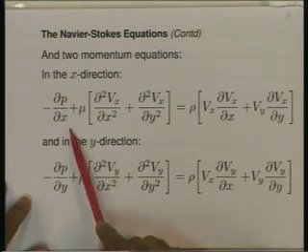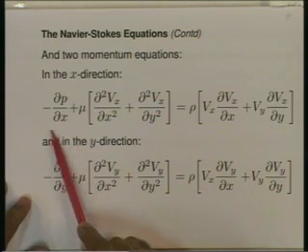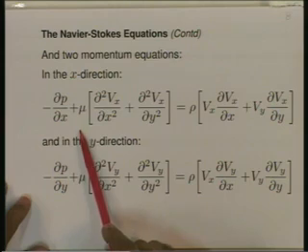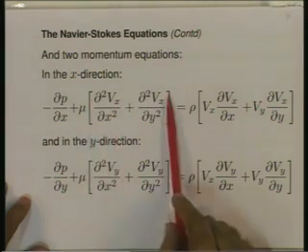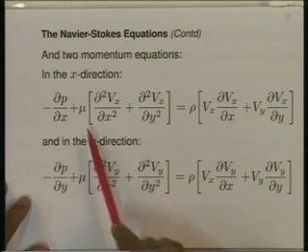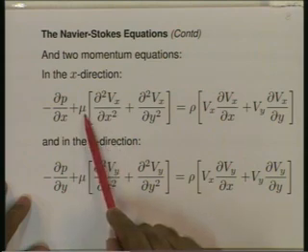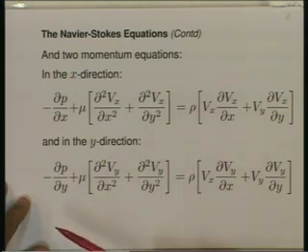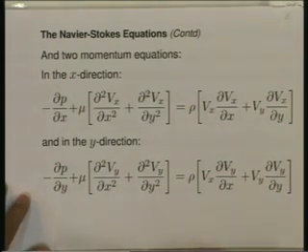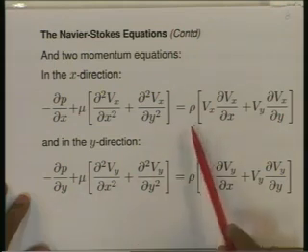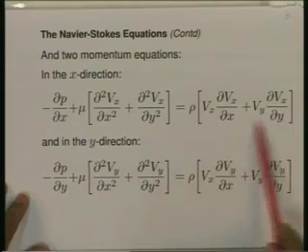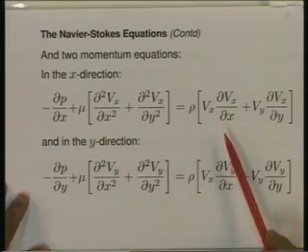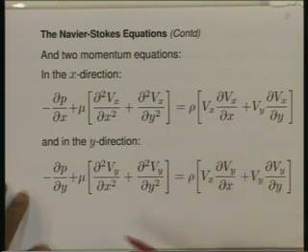On the left hand side, the first term represents the force because of variation of pressure in the x direction. The second term, whatever is in square brackets multiplied by the viscosity mu, represents the net viscous force on a small element of fluid. And the right hand side, rho into these derivative terms in square brackets, represents the net outflow of momentum from that small element of fluid.